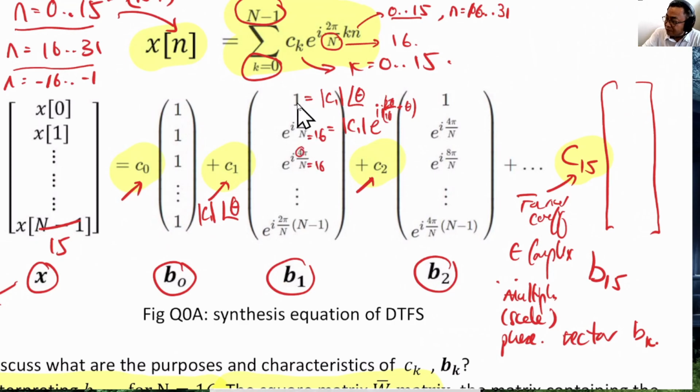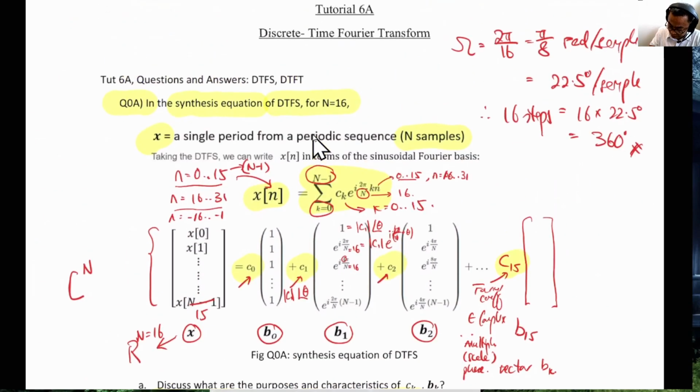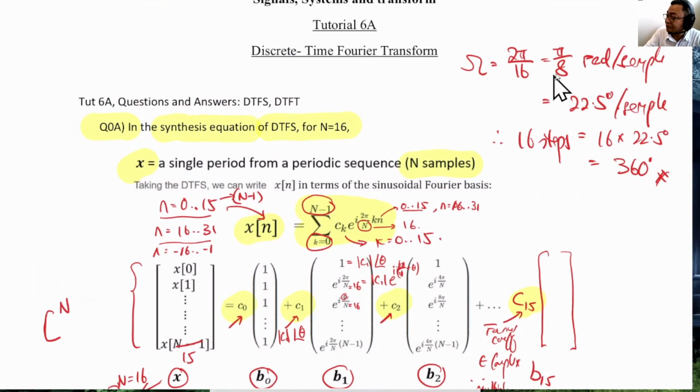See, this first guy has no phase. This is 1 angle 0. The second guy is 1 angle this phase. This phase is 2 pi over, in this example, 16. 2 pi over 16, I calculated it as 2 pi over 16 equals to pi over 8 radian per sample, which is 22.5 degrees per sample.